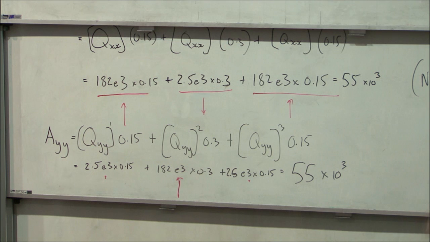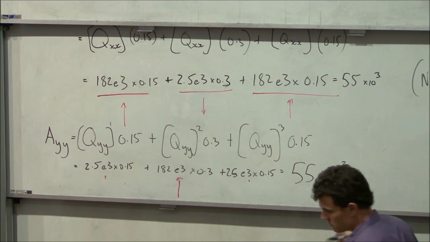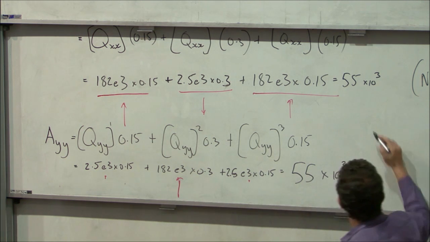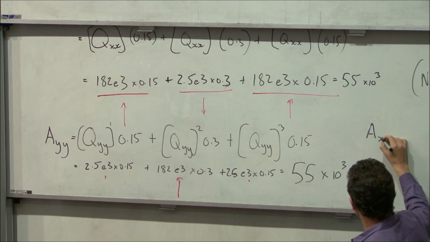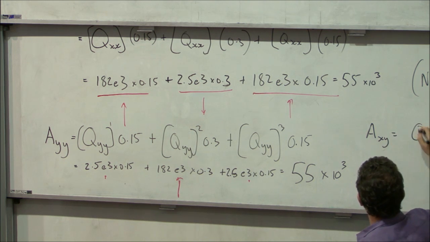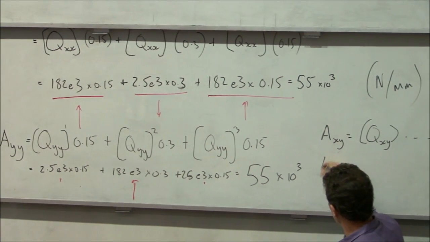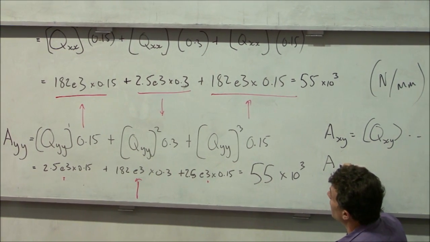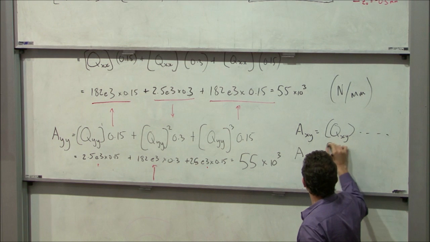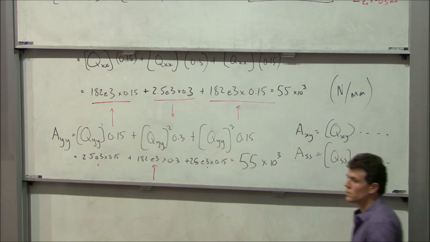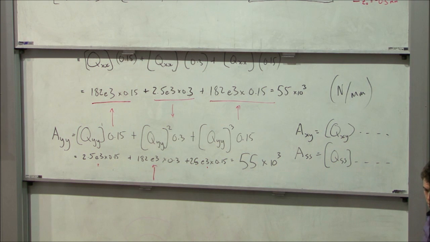Okay, and the others you can go through in exactly the same way. For AXY, you just have to sub in QXYs, and for ASS, you sub in QSS.